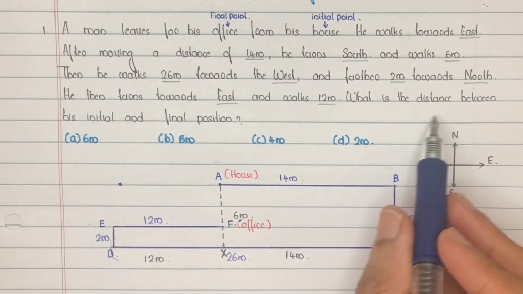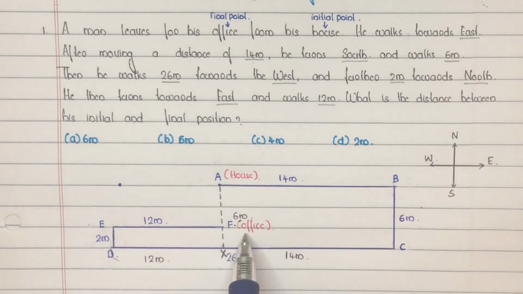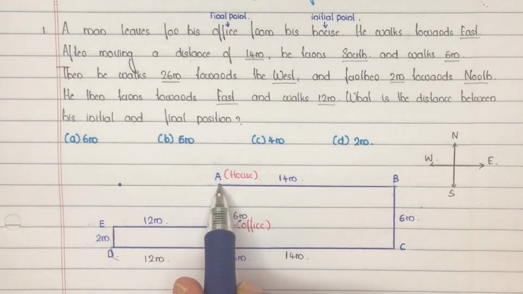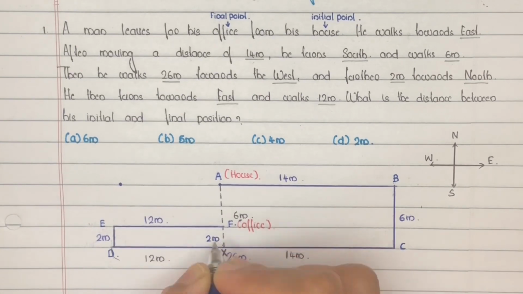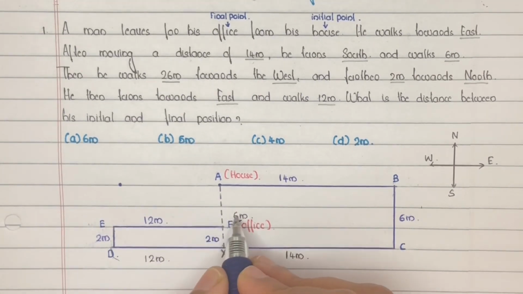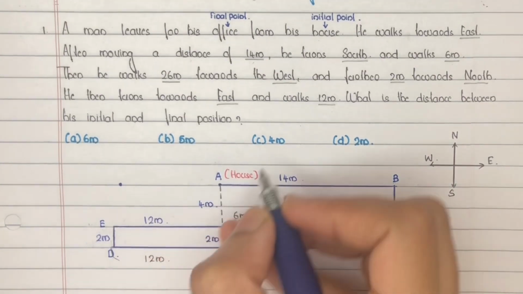Now what is the distance between his initial and final point? Initial point house and final point office. So the distance between house and office is AF. This total is 6 meters, and XF, this distance, is 2 meters. So AF will be 6 minus 2, that is 4 meters. The answer is option C.